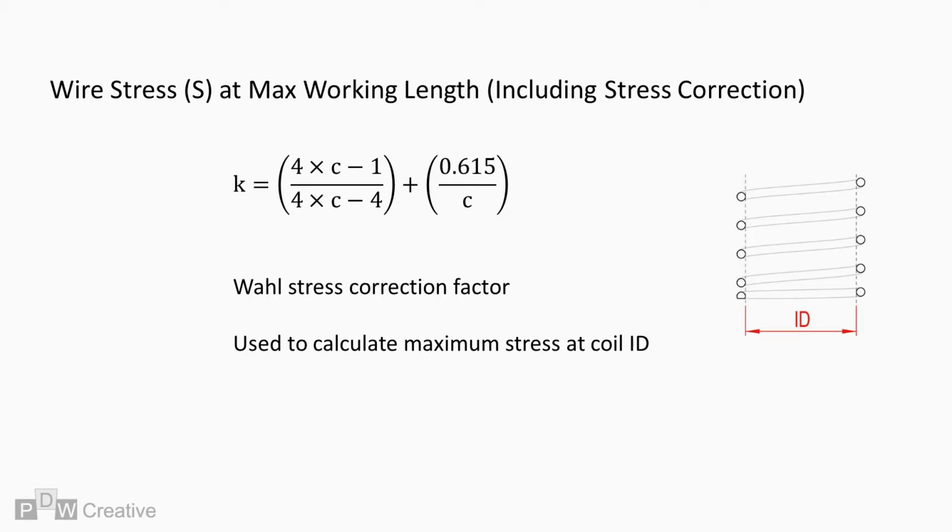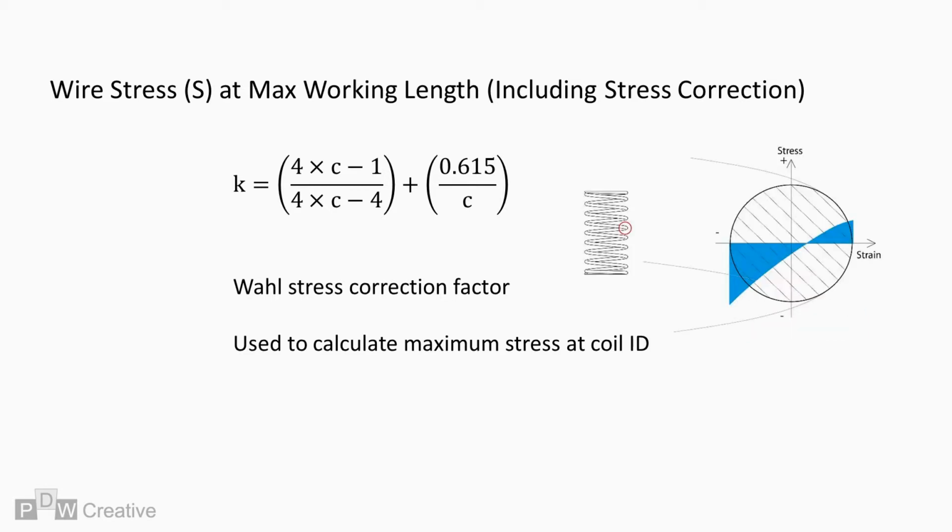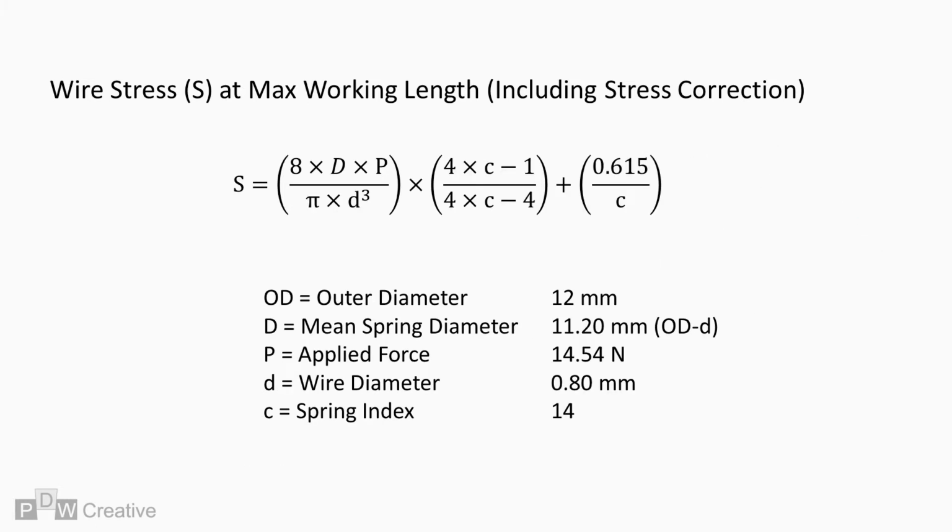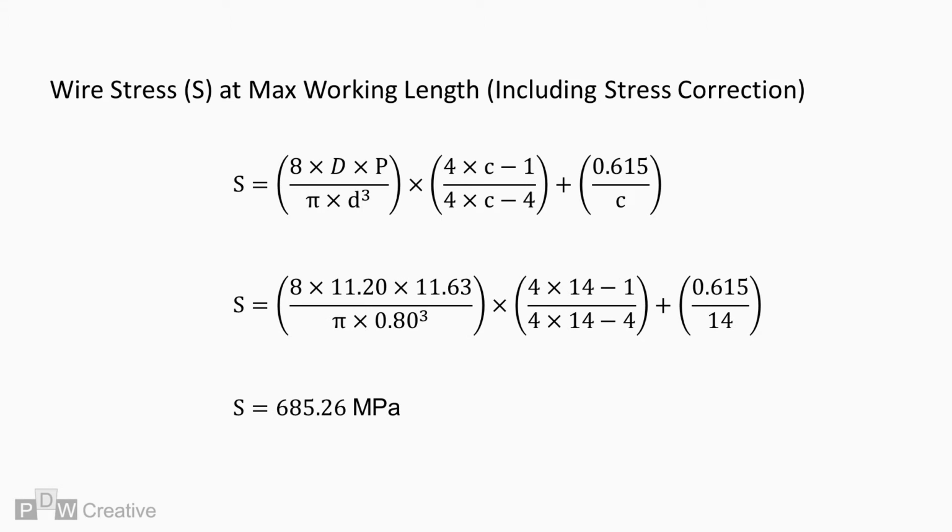Application overlays shear against torsion, resulting in the reduction of stress at the OD and an increase at the ID. And this all occurs as we need to make correction for the curvature of the spring. So let's add this to the stress equation. Stress at the max working length is recalculated as follows, with K applied as a multiplier. Stress increases to 685.26 megapascals here, with the use of the multiplier.